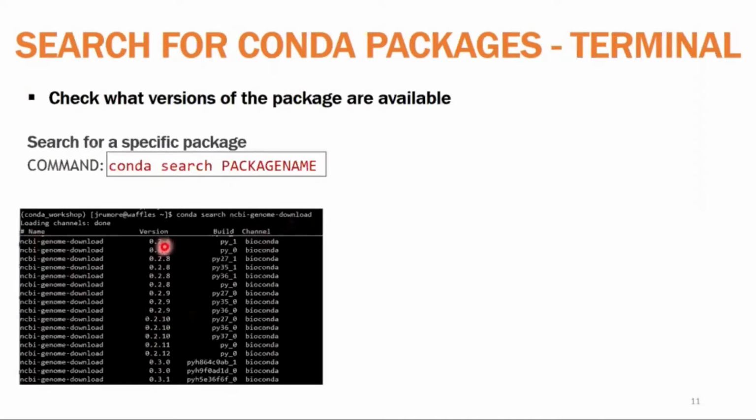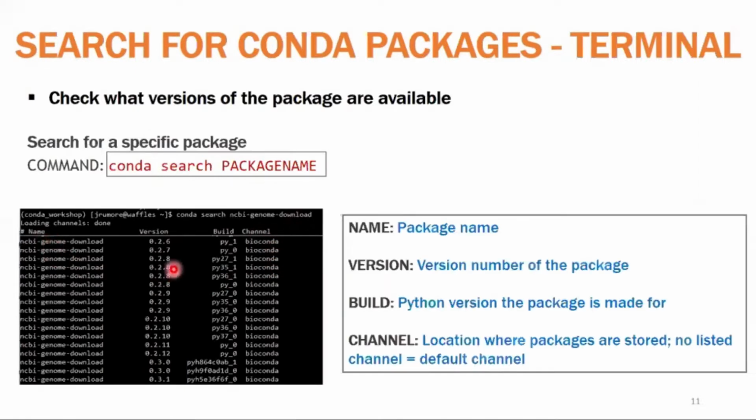So you'll see name, version, build, and channel. The name corresponds to the name of the package. Version is the version number of the package. Build is the Python version the package is made for, and channel is the location where the package is stored. Now, if this is blank, that means that the package is found in the default channel.